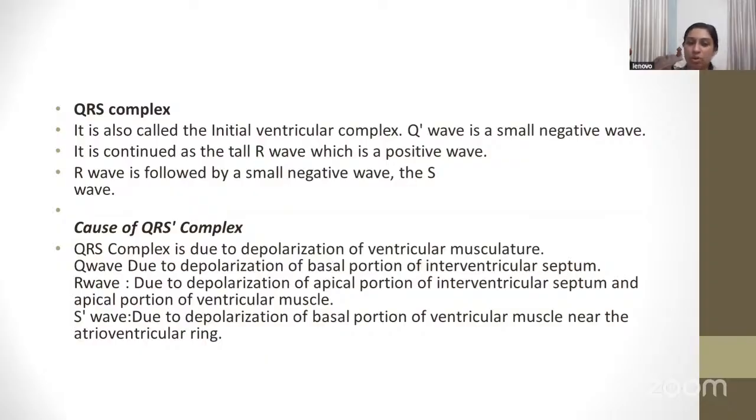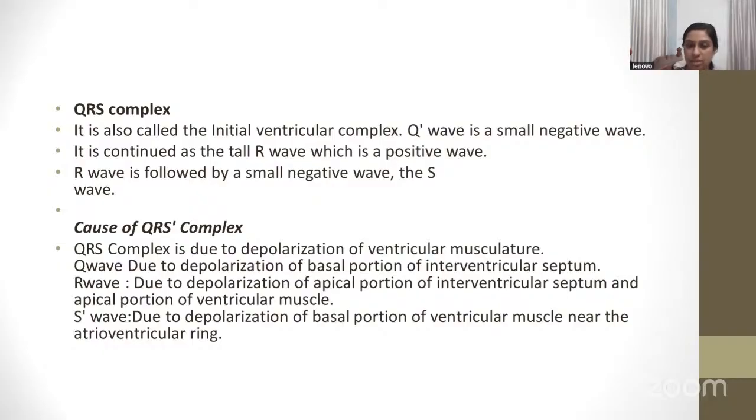Then coming to the cause of the QRS complex. It is due to the depolarization of the ventricles. So the P wave and the QRS complex both are due to depolarization. The P wave is due to the depolarization of the atrial musculature, whereas the QRS complex is due to the depolarization of the ventricular musculature. And the Q wave is due to the depolarization of the basal portion of the interventricular septum, that's the upper portion of the interventricular septum.